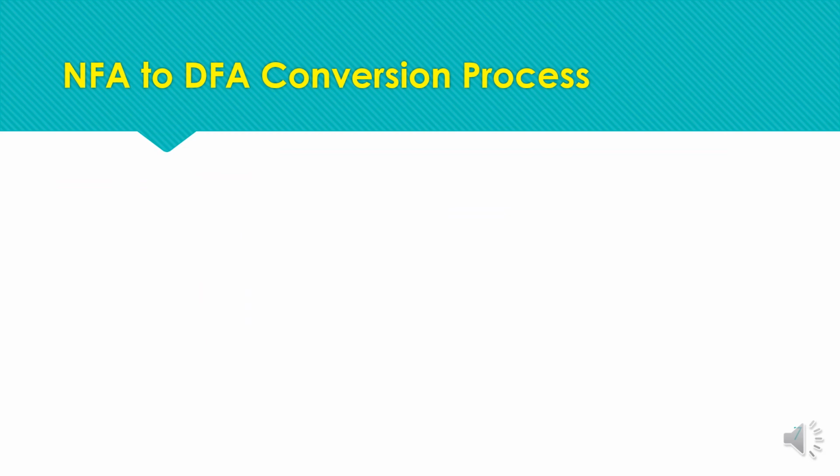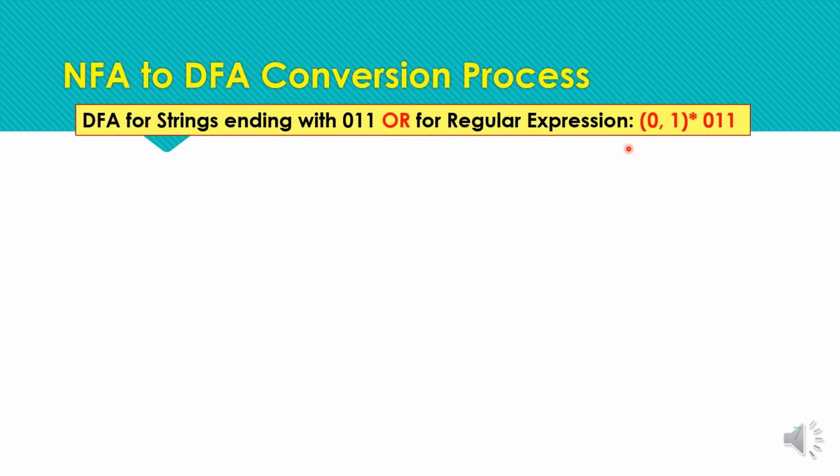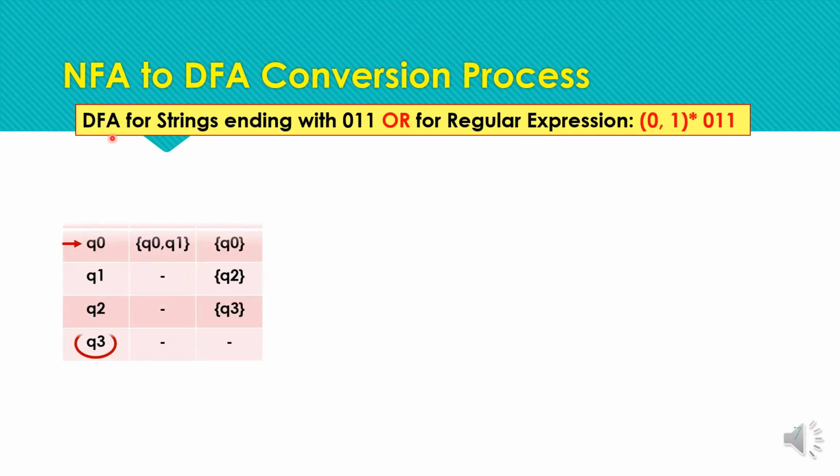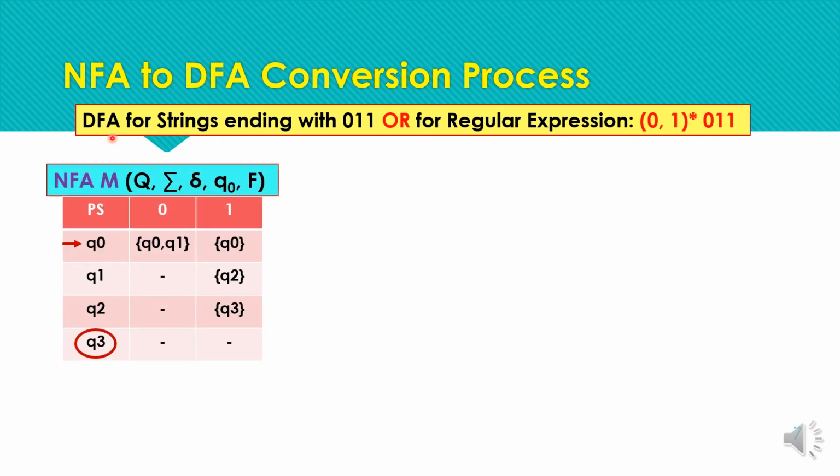Starting with the conversion process of a given NFA to DFA. As we have already discussed the NFA for this regular expression for strings ending with 0, 1, 1, now we have to find out the DFA for the same. To work with the conversion process, it is always easy to work with the NFA transition table. So here we have taken the transition table from the same example from the last slide for the strings ending with 0, 1, 1. Now we are going to convert this NFA's transition table to the equivalent DFA transition table.